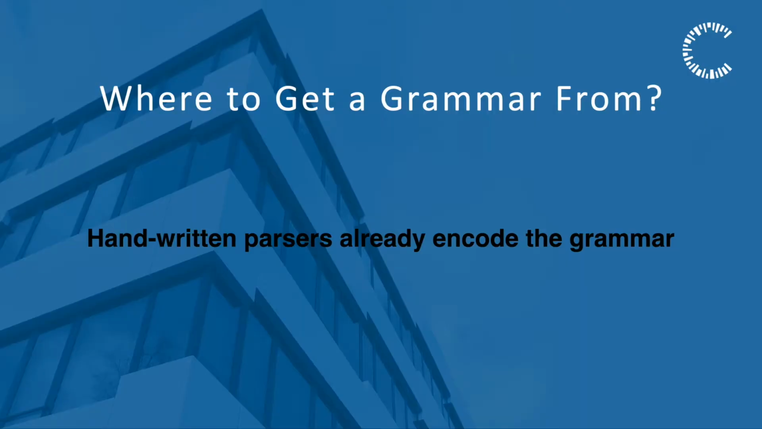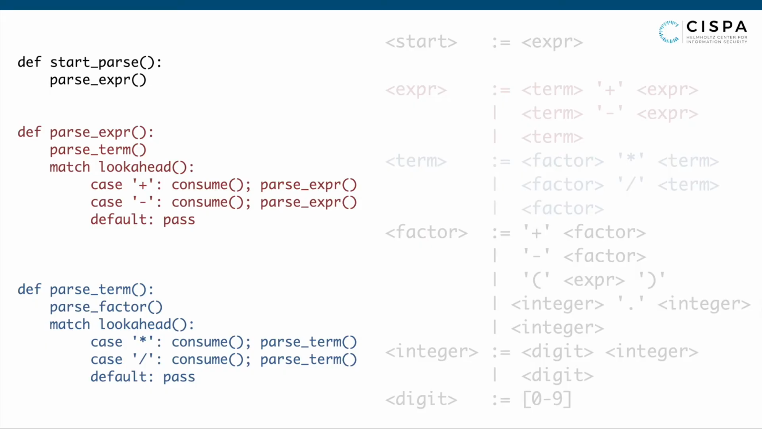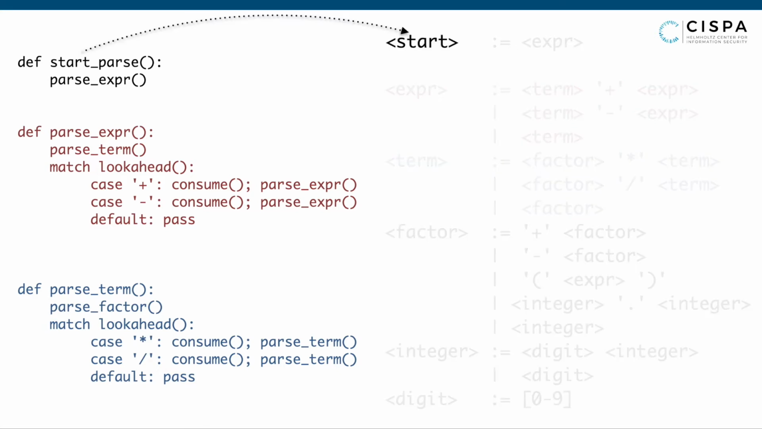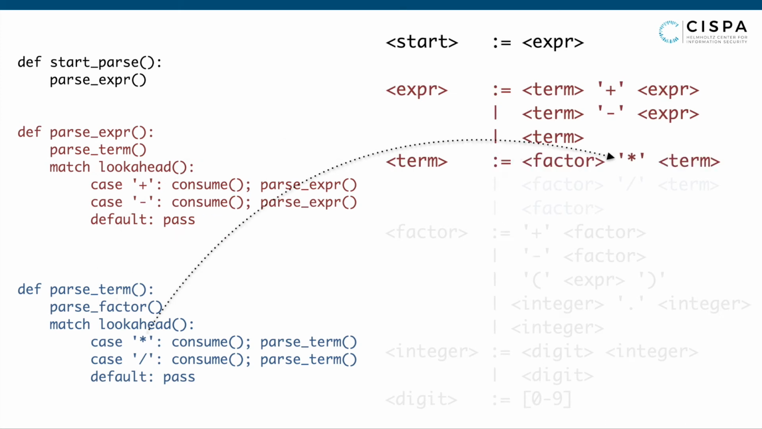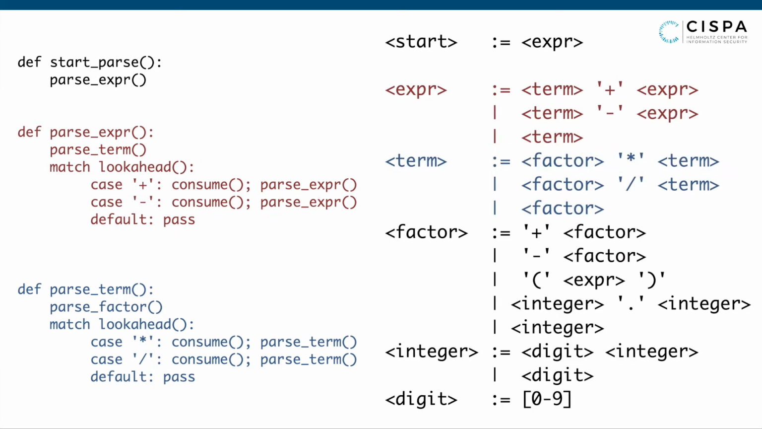So where do we get a grammar from? Notice that handwritten parsers already encode the grammar, albeit in an obfuscated fashion. Given a textbook-style parser, one can almost directly recover the context-free grammar from the parser definition. The input parser for a given program accurately describes its input language. So given that the grammar is encoded in the parser, it should be possible to recover this grammar.